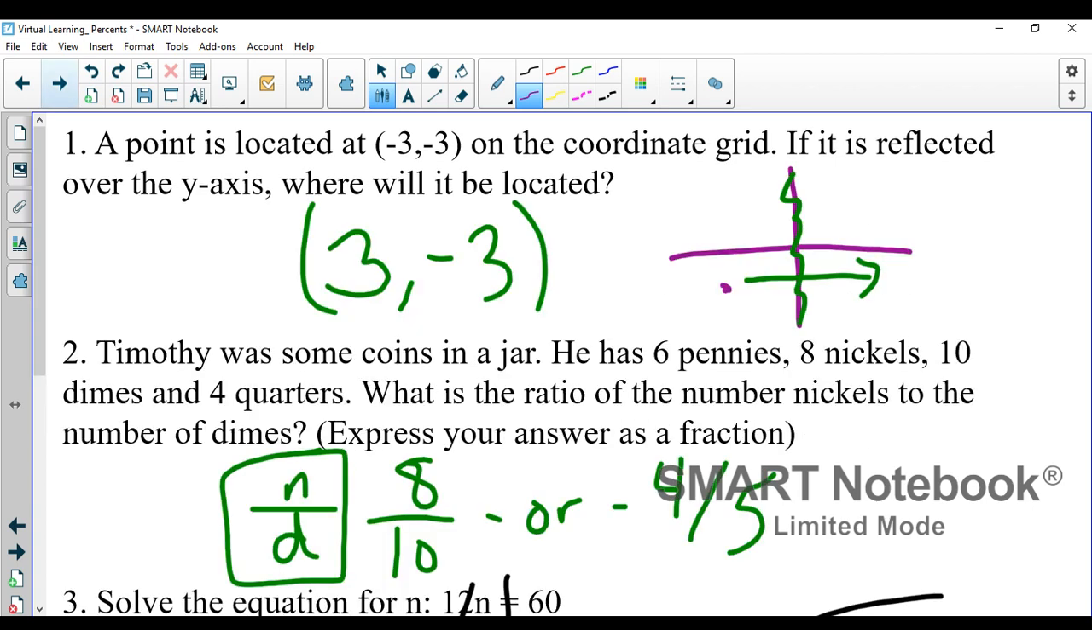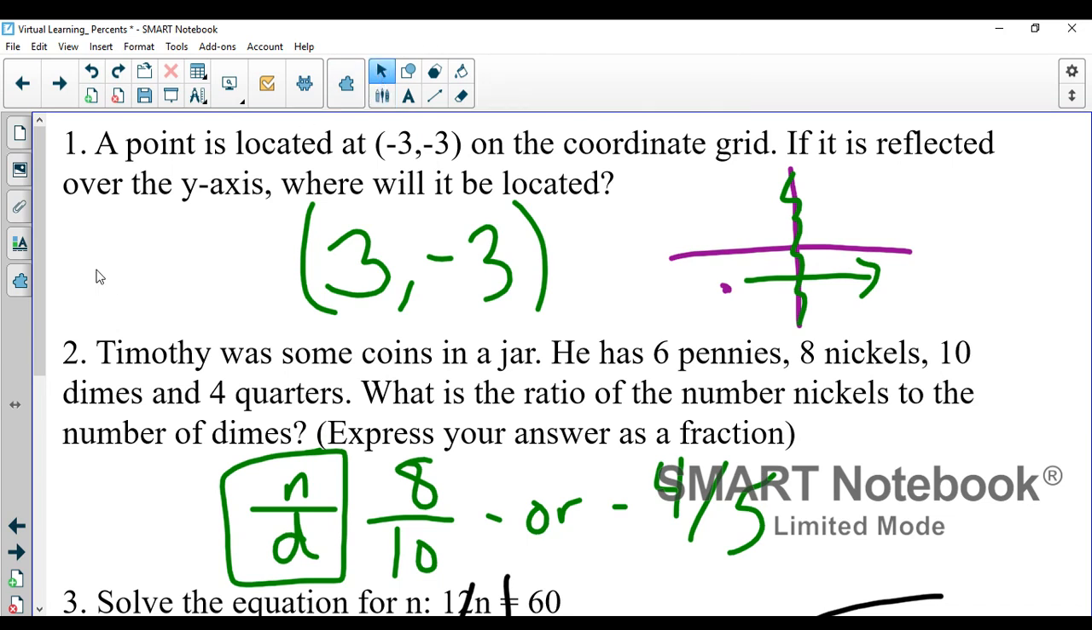Number one, a point is located at -3, -3 on the coordinate grid. It's reflected over the y-axis. So -3, -3 starts in quadrant 3. It literally jumps over the y-axis, so it ends up in this quadrant where x is positive and y is negative. So the answer is 3, -3.